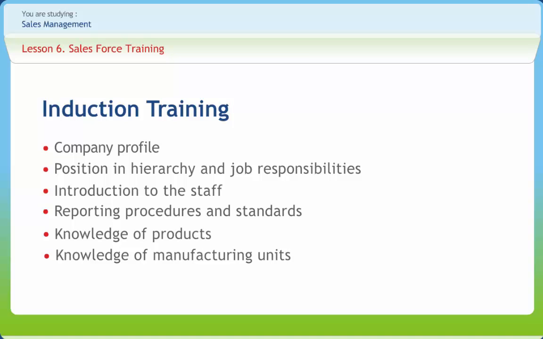The induction training is done at the sales office itself. Some companies arrange a visit to the manufacturing unit also to give assurance about the quality standards. Consumer sales are generally divided into steps of a sales call.